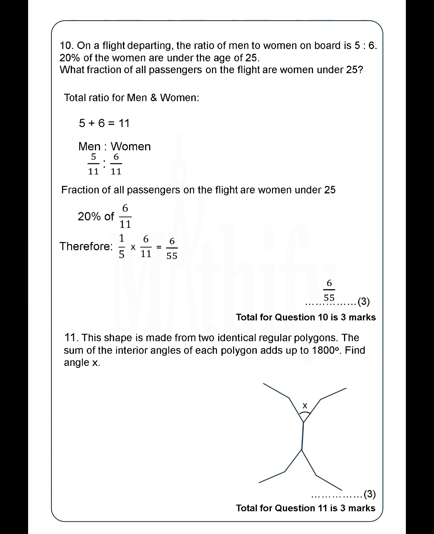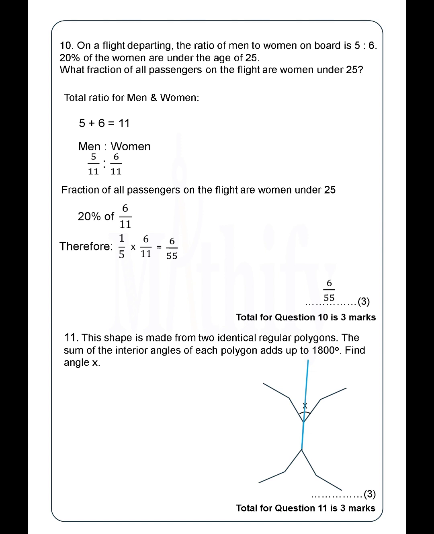Question 11. This shape is made from two identical regular polygons. The sum of interior angles of each polygon adds up to 1800 degrees. Find angle x. So to work out x, we can draw a line in between the two polygons, which will be useful for later working out. Now, sum of interior angles of every polygon adds up to 1800 degrees.